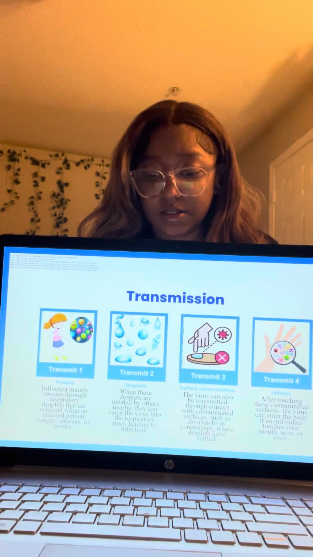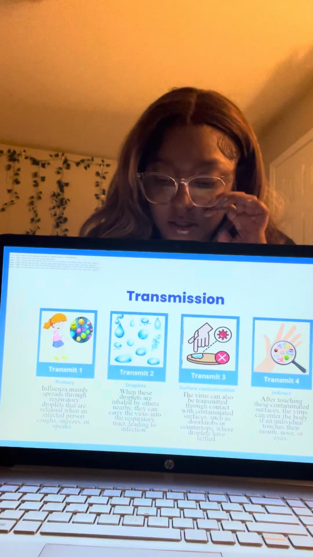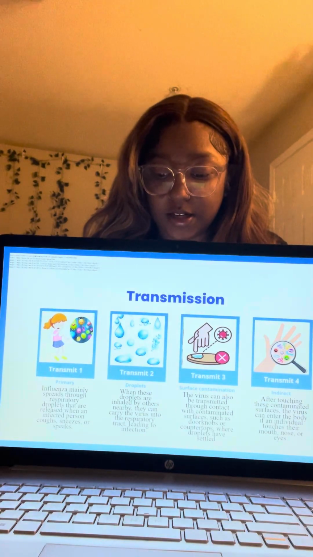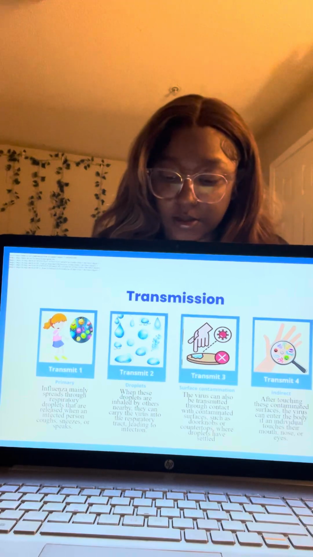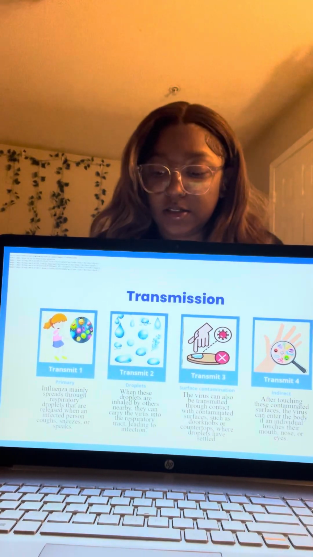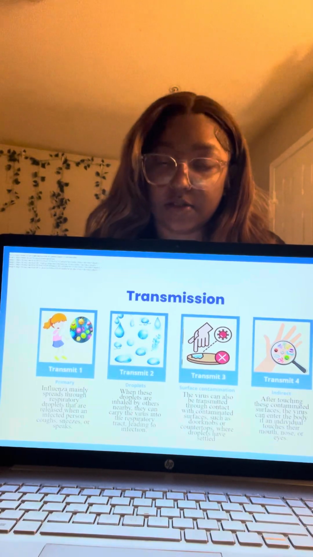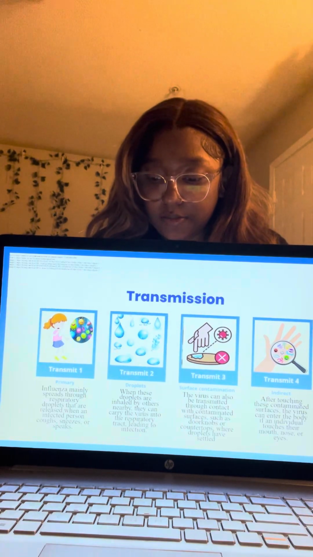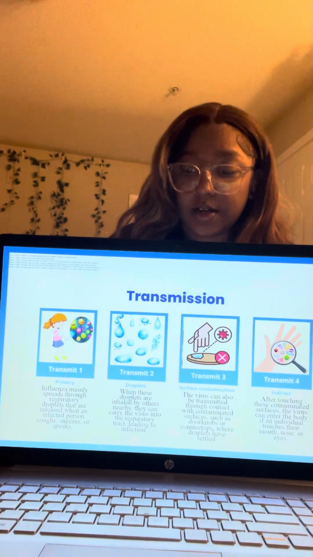Transmission three is surface contamination. The virus can also be transmitted through contact with contaminated surfaces such as doorknobs and countertops, where the droplets have settled. And then indirect transmission: after touching these contaminated surfaces, the viruses can enter the body when an individual touches their mouth, nose, or eyes.